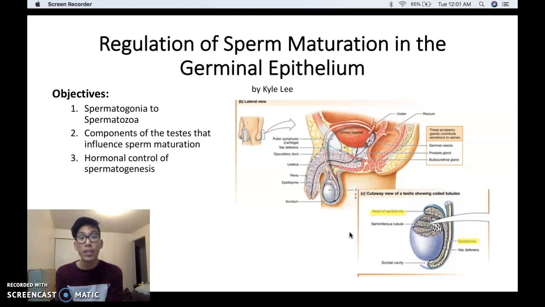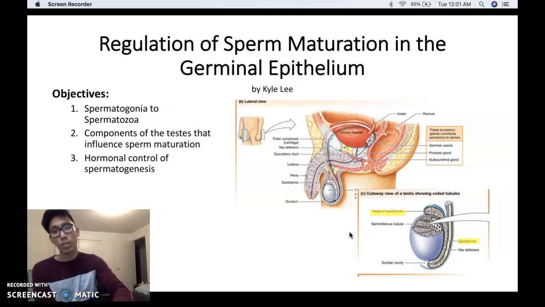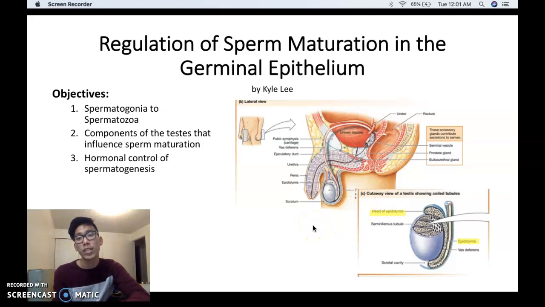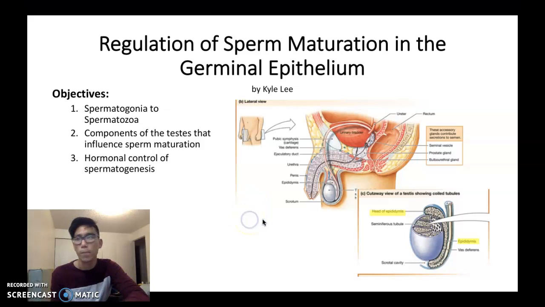For now, by the end of this lecture, there are 3 learning objectives that we want to achieve. The first is that we want to understand the stages of sperm development from spermatogonia to spermatozoa. The second, we want to gain a better understanding of the components of the testes that influence sperm maturation. And finally, we will examine the hormones that play a key role in spermatogenesis.